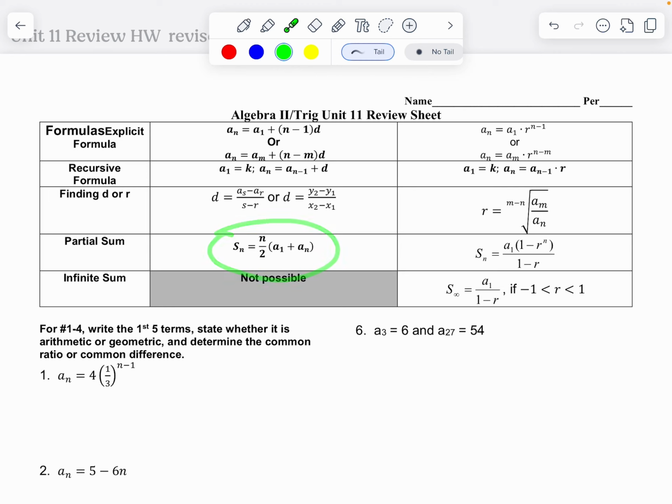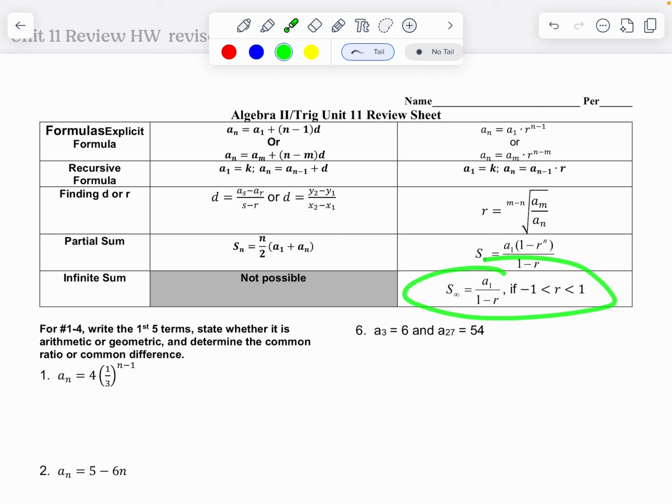Partial sum formula is to add up all of the pieces in a sequence, like the first number through the 15th value. What would the total sum of all of those in the sequence be? And then this is the formula for geometric.